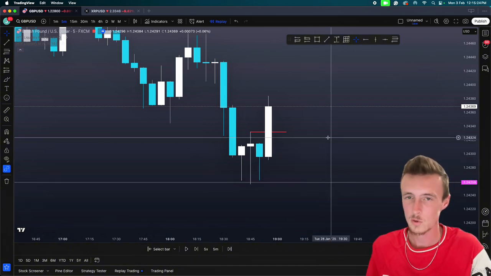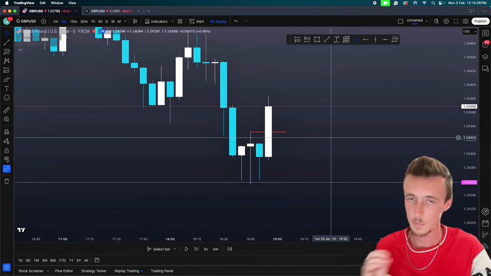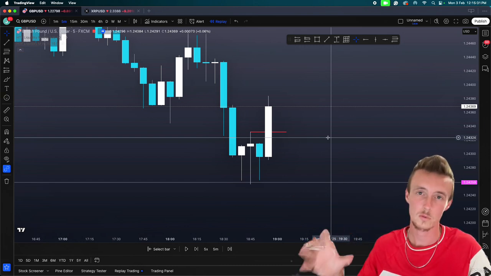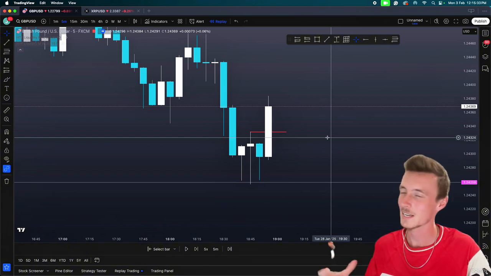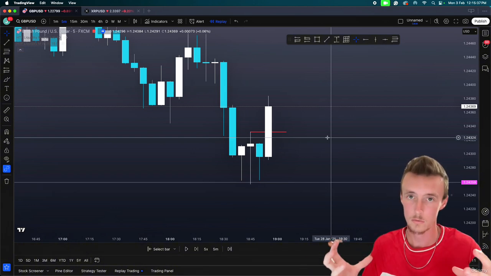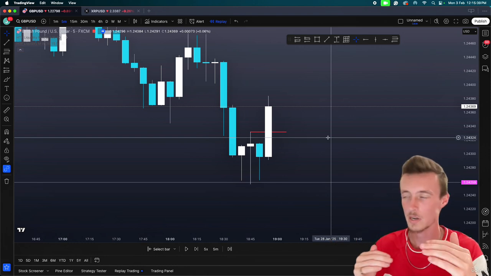Some people place order blocks slightly differently. Some people just use the body of the candle, some people just use the wicks, and some people use multiple candles within it. For me personally, because they're not exact price points, it's a block, right? It's a range that price could come back to fill.